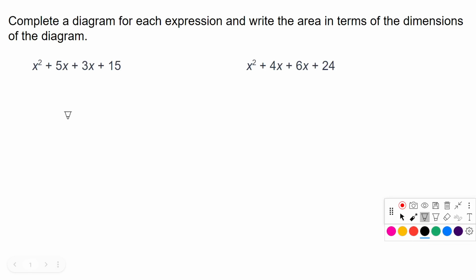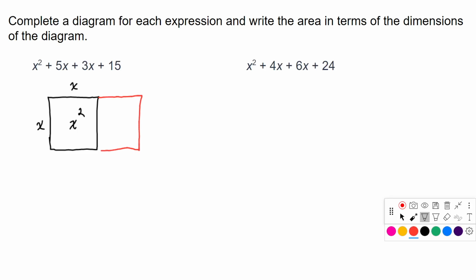So I'm going to start by drawing the diagram we are used to seeing. So we have our x by x diagram, which has the area x squared, just like the first term of this polynomial. Then I see that we have a 5x. Well, that means I need to have a region of 5x added to my square, but I also have a plus 3x. So here's my region of 3x. And then we have the 15 units.